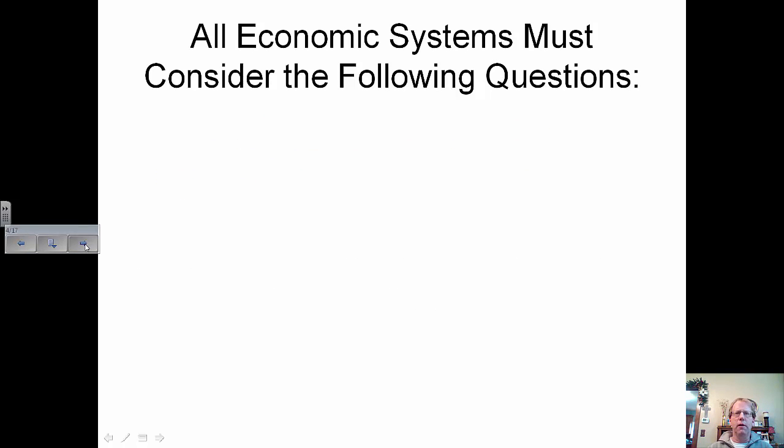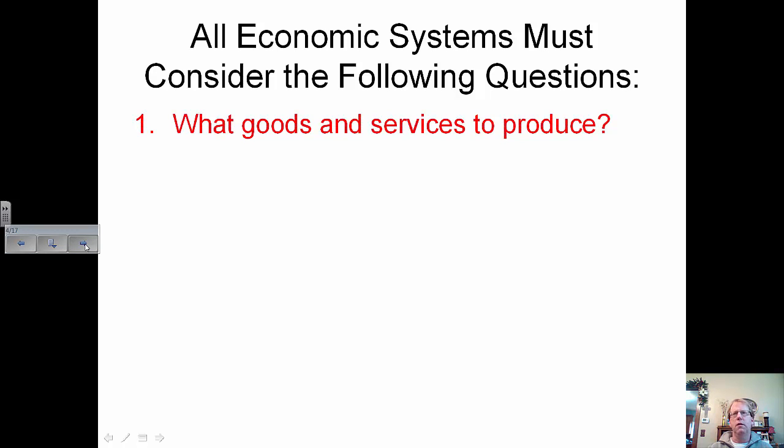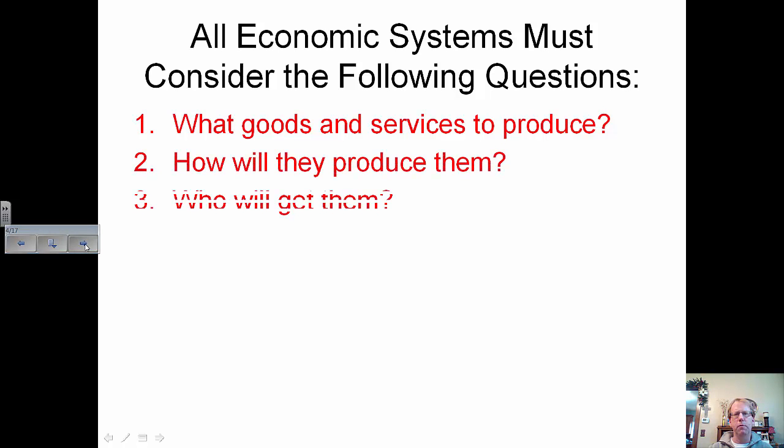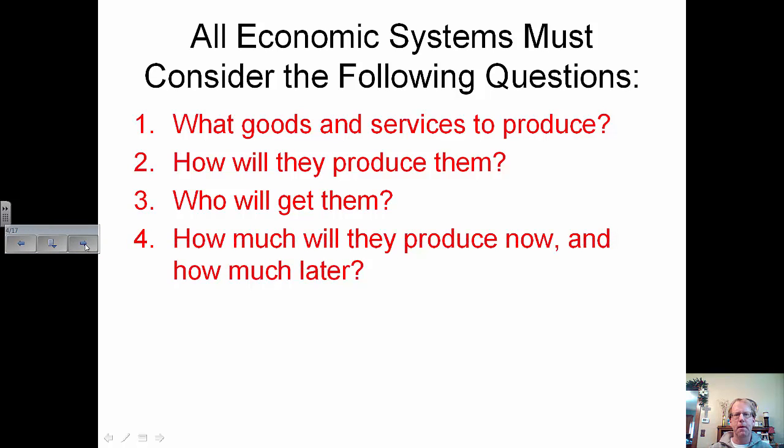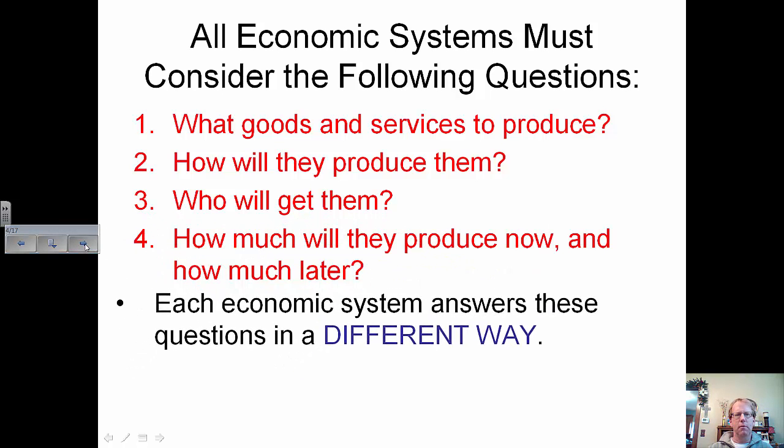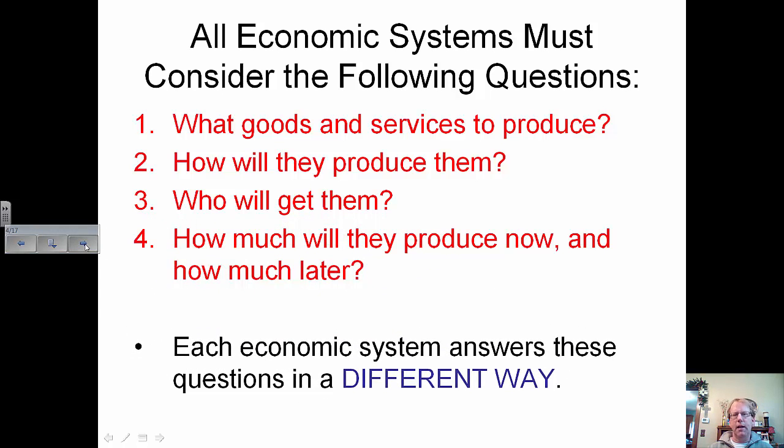You guys probably know all economic systems must consider the following questions. These are the three fundamental economic questions. First, what goods and services to produce? Second, how will they produce them? And third, who will get them? Every society answers that. Finally, how much will they produce now and how much later? That's kind of an added question. Each economic system answers these questions in a different way. So whether you're a command economy or a market economy, you're going to answer those questions in a different way.